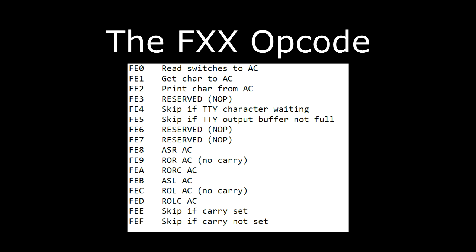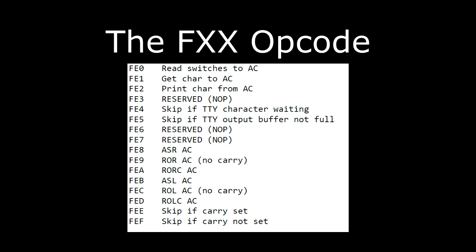Similarly, on the input, you don't have to block waiting for the input. You can test it with FE4 and go off and do something else, and then come back until there's a character available. Again, no interrupts in this implementation, so we can't have an interrupt handler, so polling is the best we can do. Okay, then some additional operations on the accumulator and the carry bit.